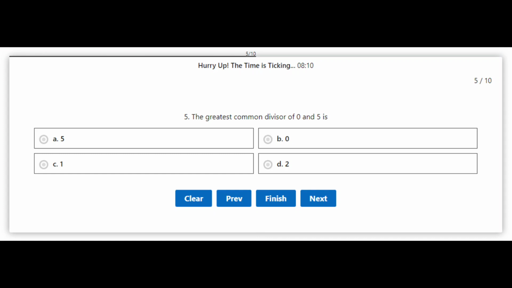If there is no undefined in the options, the answer would be the number itself. Between the number and 0, that number would be the answer. Like in this case, there is 5. We have to find the common divisor between 0 and 5, so the answer could be 5 also. But if that number is not given, you can put undefined as an answer without any hesitation. So this is our question number 5.